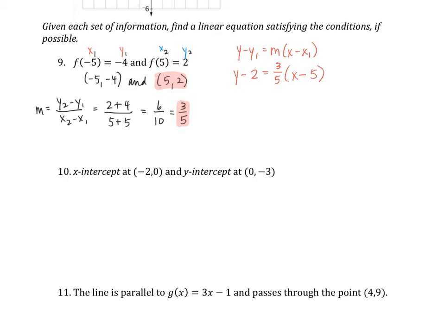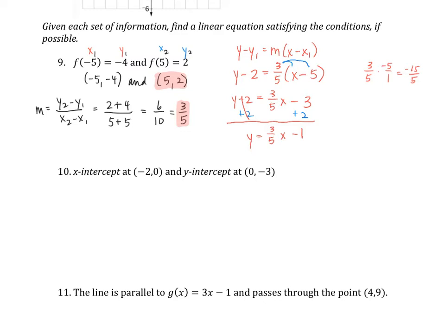Now our next step, because I want to write it in slope-intercept form, is to distribute the 3/5. So I will have y minus 2 is equal to 3/5 x minus 3/5 times -5. That's going to be -15 over 5, which is -3, so it'll be -3. And then I need to add 2 to both sides to get the y by itself. So I get y equals 3/5 x minus 1. So there is a linear equation in slope-intercept form that satisfies the given conditions, or the given information.